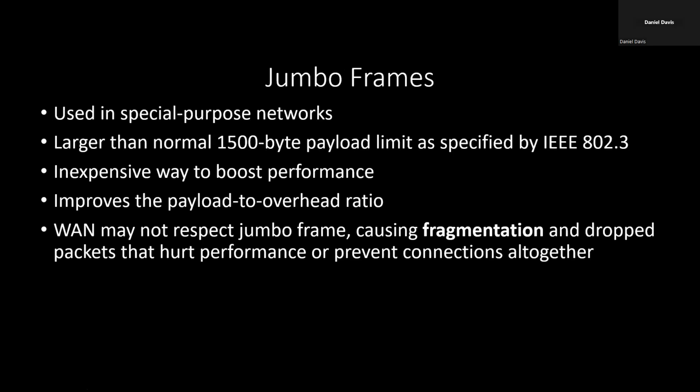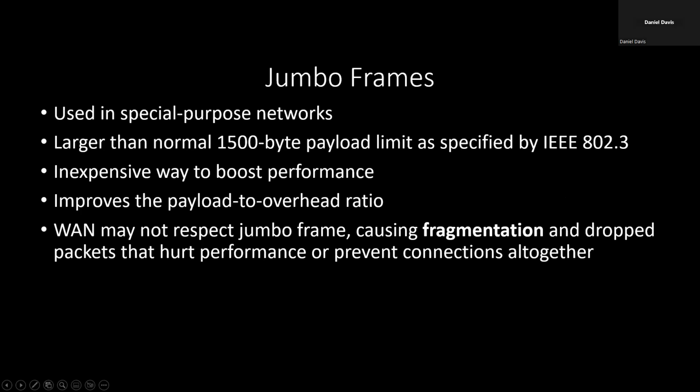Jumbo frames. These can be used in special purposes for certain types of networks. So we talked about how frames have very specific sizes that they need to be. If there's a frame that doesn't have enough data, we talked about how we'll use something called padding to make it reach the size that it needs to be. However, in certain situations on our own networks, we can use something called a jumbo frame, where we're actually making them larger than the normal 1500 byte payload that we would normally be limited to by the IEEE 802.3 standards.